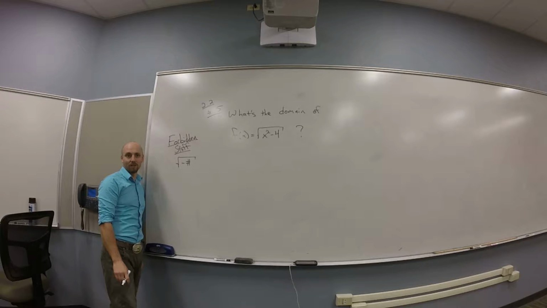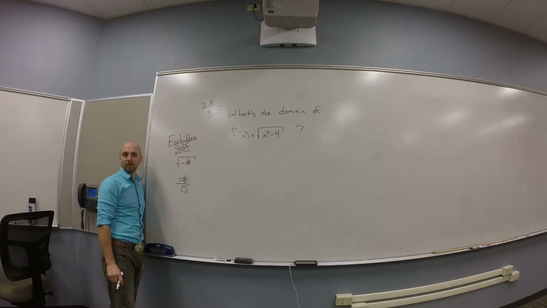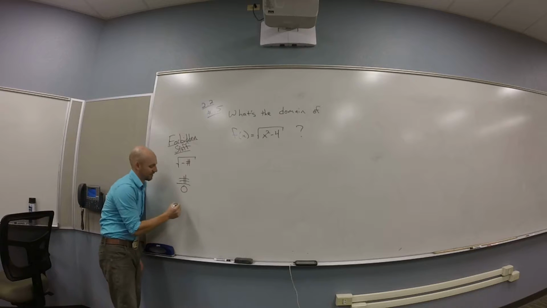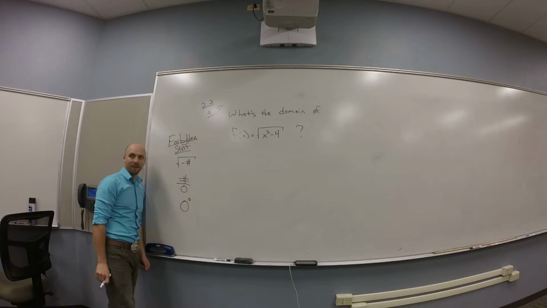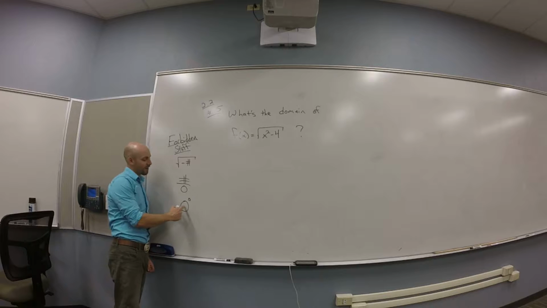What else aren't you allowed to do? Divide by 0. Good, you can't divide by 0. What else? 0 to the power of 0. Ah, good. Infinity is not a real number, so you're not allowed to do that anyway. I forgot about that one. So you're not allowed to do 0 to the 0.